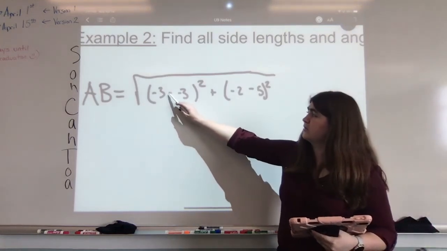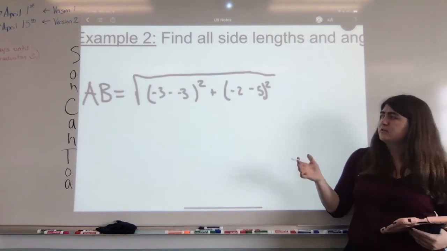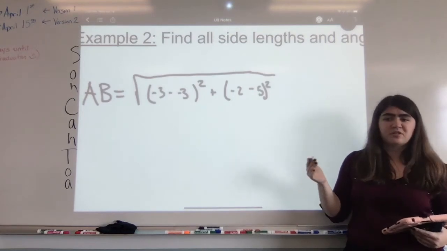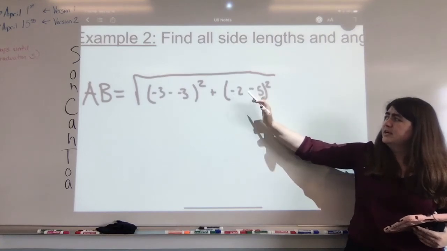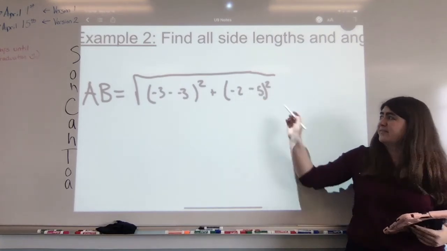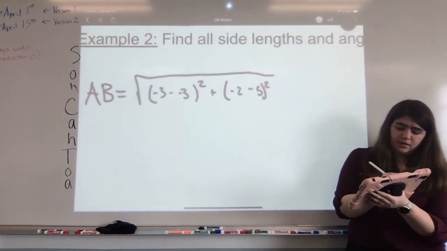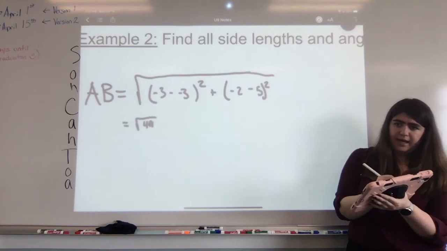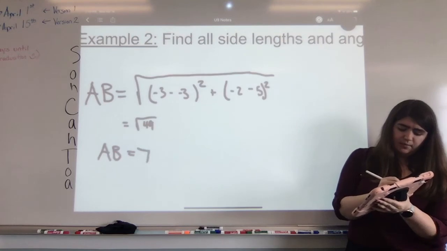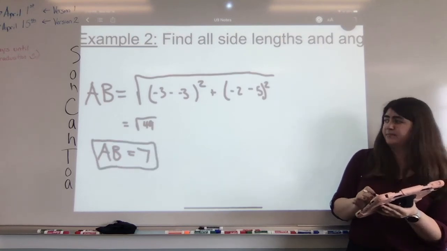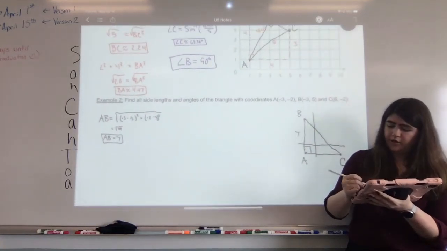So if we think through this, minusing a negative is the same as a positive. So that's -3 plus 3, which is 0. So I really only have -2 minus 5. -2 minus 5 is -7. So I have -7 squared, which is 49. So this is equal to the square root of 49, which means that AB has to be equal to 7 because the square root of 49 is 7. So that's one side length, and I'm going to mark that down over here.